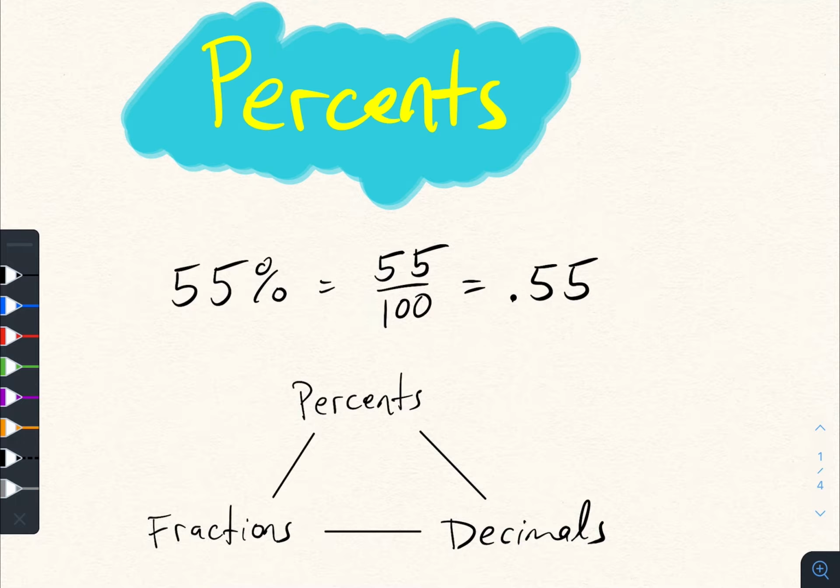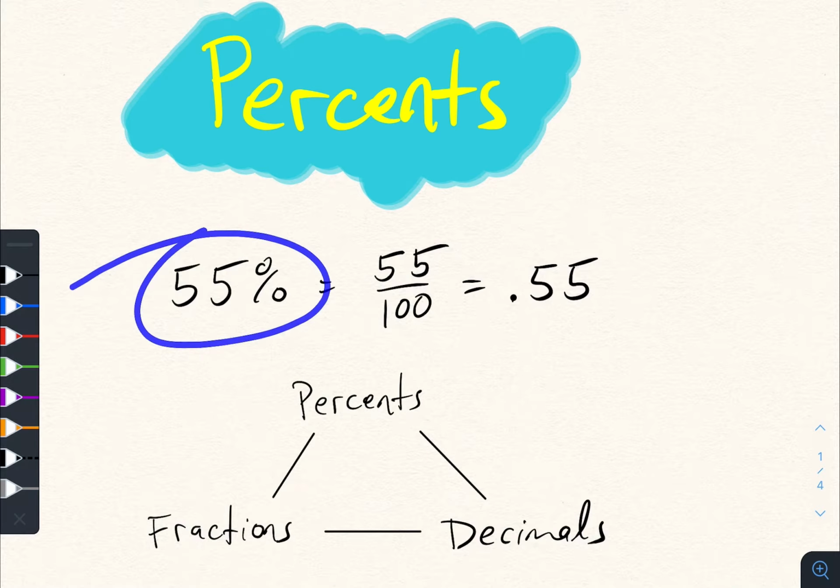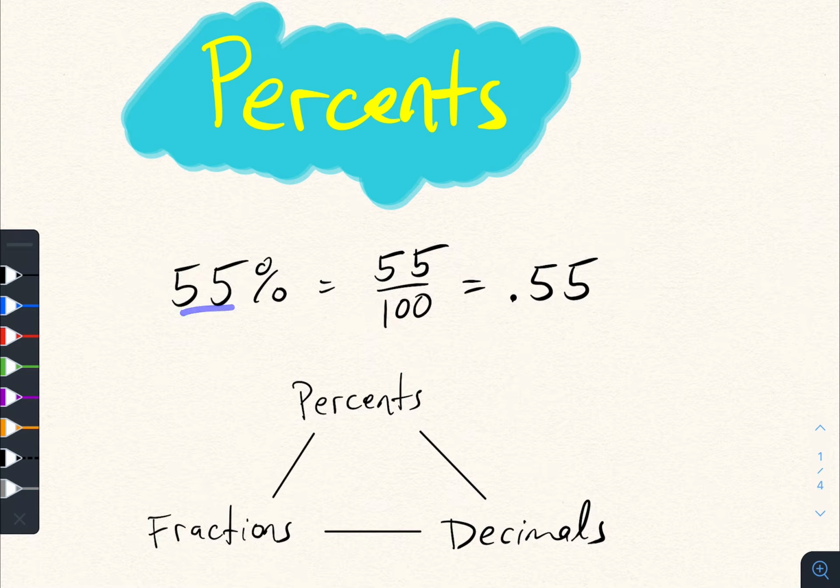The main thing you need to know about percents is that a percent just represents the number as a fraction out of 100. So 55% means that we have the number 55 out of 100. Okay, so this is what it represents as a fraction. And then because this is out of 100, you could easily convert this to a decimal. So this is equal to 0.55 or 55 hundredths.